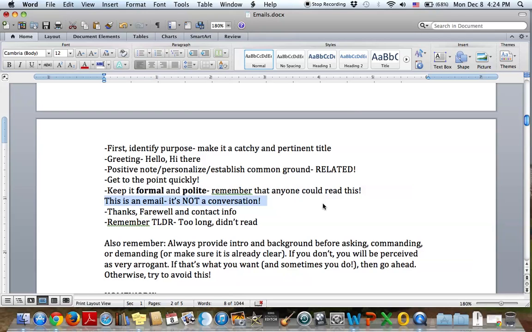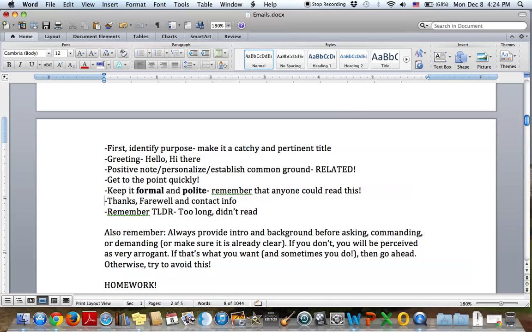Oh God. So we want to keep it formal and polite. That's the big thing to remember here. With that in mind, formal. Formal means we want to use appropriate vocabulary. We don't want to use any curse words. We don't want to use a lot of slang.